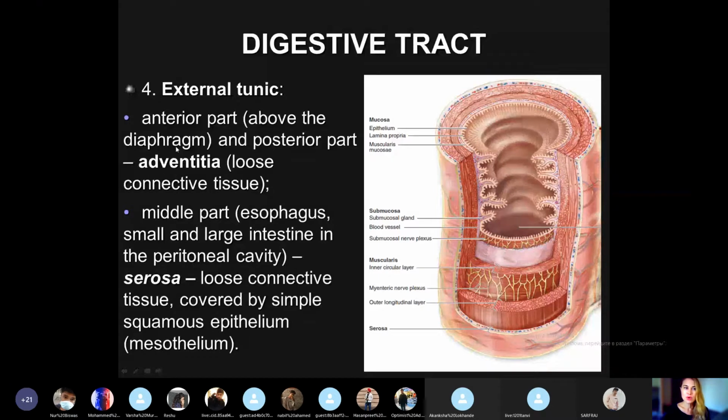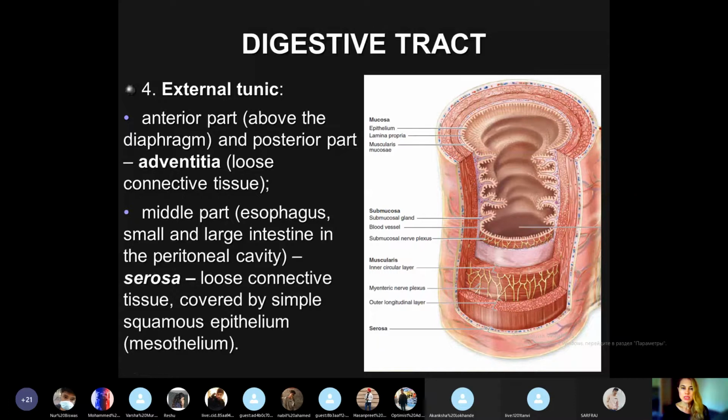The anterior part above the diaphragm and the posterior part are lined by tunica adventitia. The organs of the middle part are covered by peritoneum. The peritoneum is a serous membrane, and it forms this simple squamous epithelium, or mesothelium, on the outside. So the middle part of the digestive tube, the lower two thirds of the esophagus, and the small and large intestine are lined by tunica serosa.